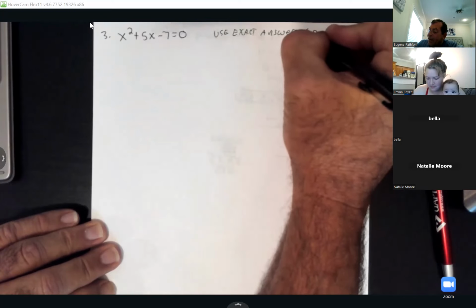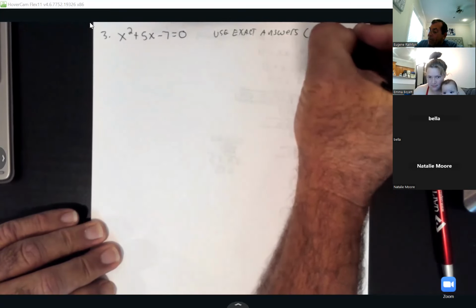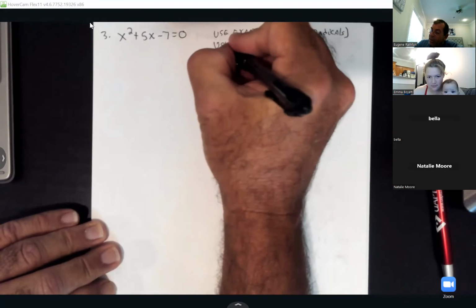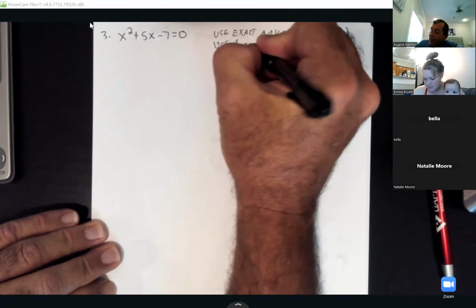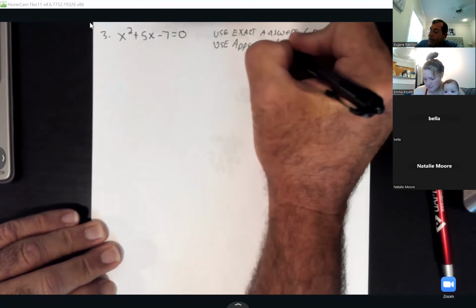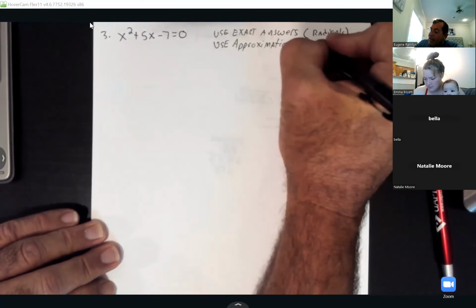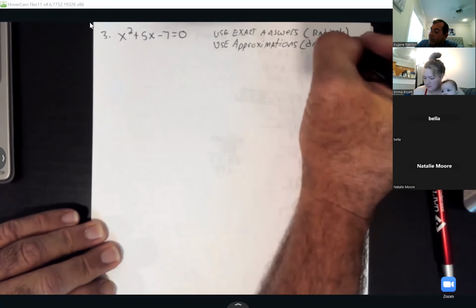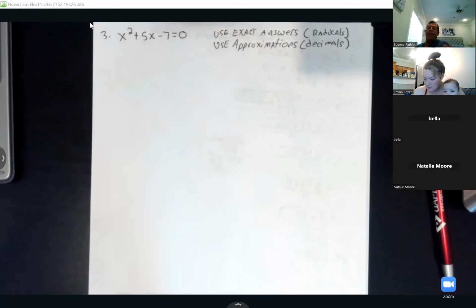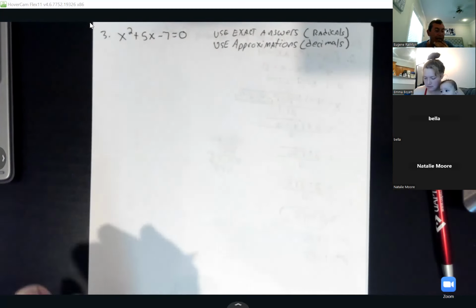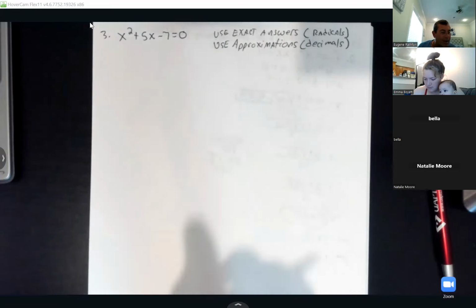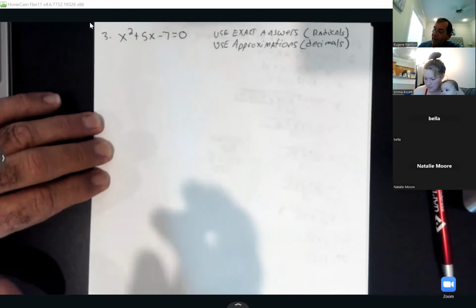So exact answers have the radicals. Then it wants me to use approximations. And approximations will be decimals. So they just want us to figure out both methods on this so that you can understand what kind of answers you're getting if you were using decimals. And when I do the decimals, I'm going to round them. It looks like 3 decimal places, okay?